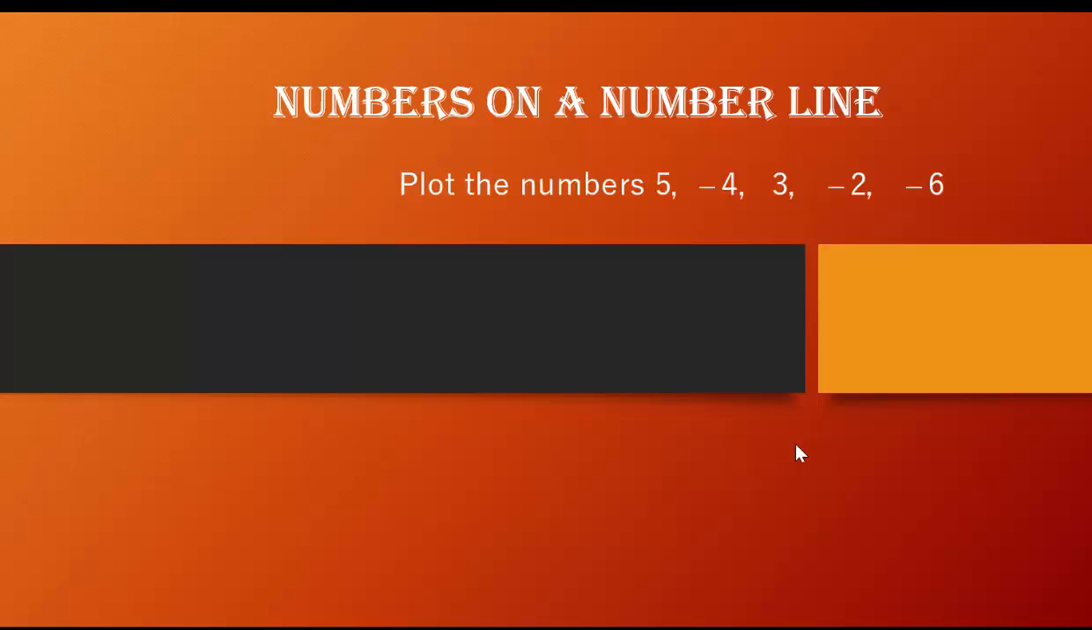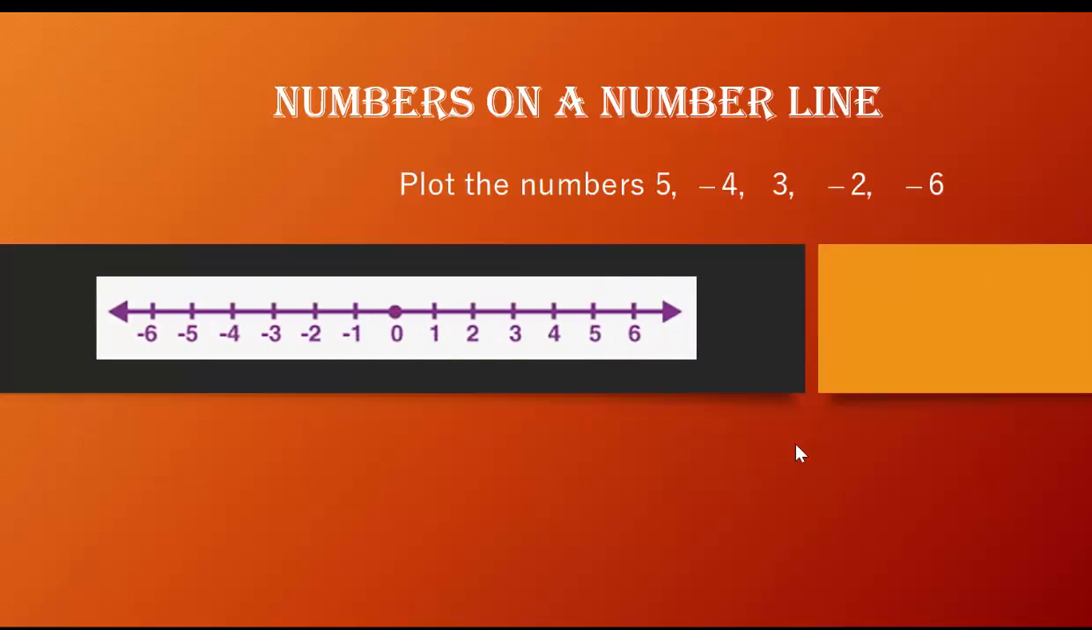This can be done also in number line. So let us take a number line. And first we want to see the position of 5. So as you see, position of 5 is here. And then negative 4. So that has the position here. Then 3. We see the position here.